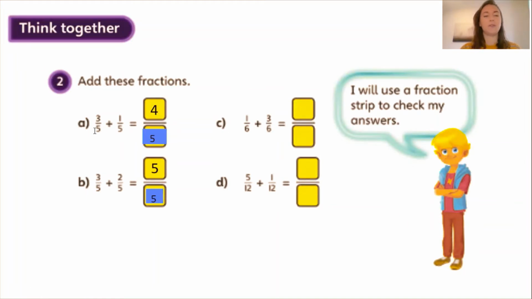And so the first one, 3/5 and 1/5 gives us 4/5 altogether. Part B, 3/5 and 2/5 gives us 5/5 altogether, and another way of saying that would be 1 or 1 whole. Part C, 1/6 and 3/6. 1 and 3 makes 4, so altogether we have got 4/6. And for part D, 5/12 and 1 more 12 gives us 6/12 altogether.